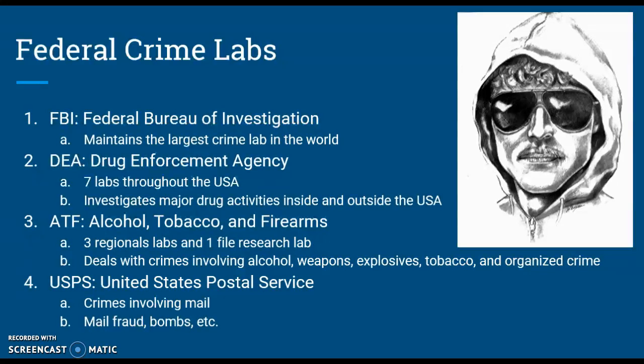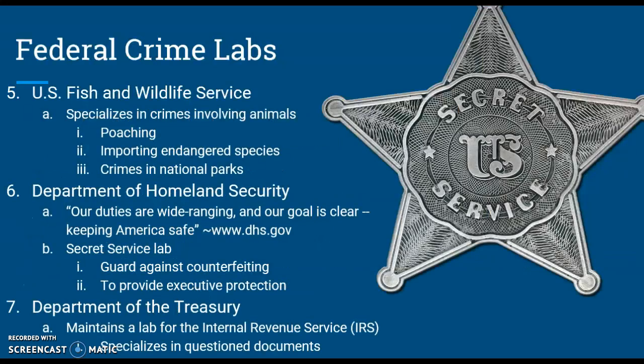The United States Postal Service has their own crime lab, which everybody thinks, the post office, why would they have one? But it's any crime involving mail. So if people commit mail fraud or they place bombs in packages and send them to people, like the Unabomber in the picture, the United States Postal Service will actually investigate it first, and then sometimes they will call in the FBI or other crime labs.